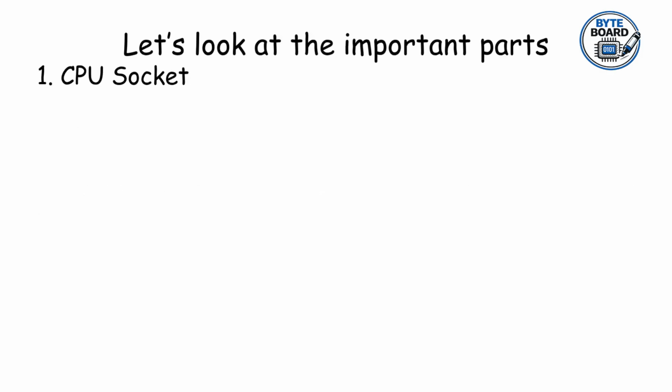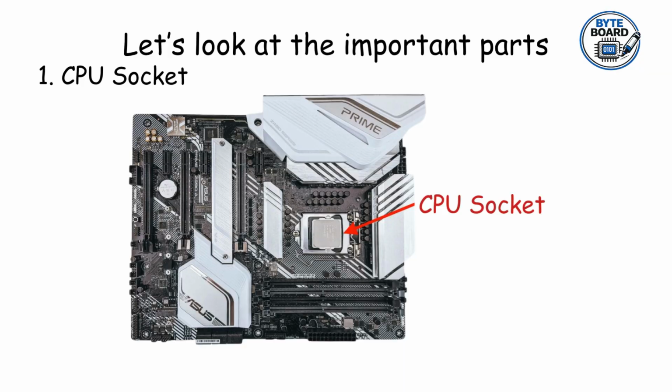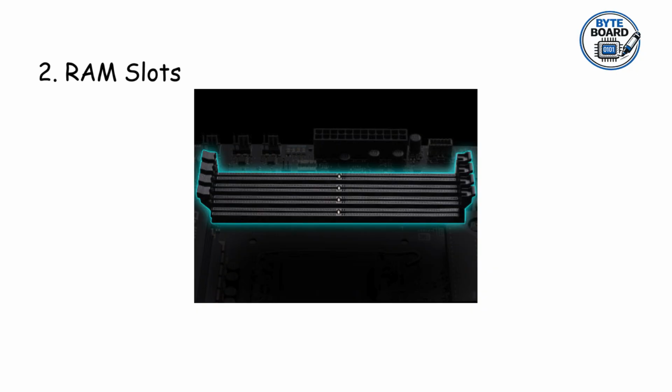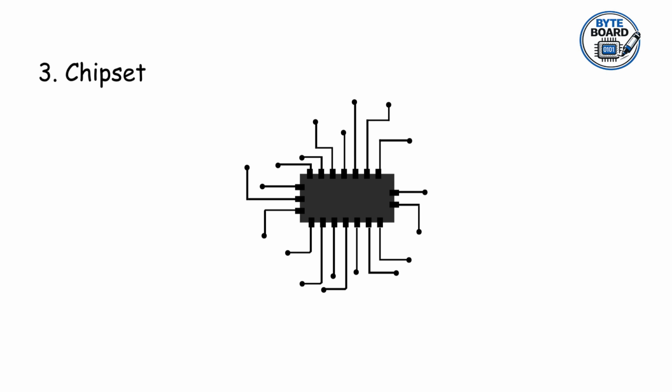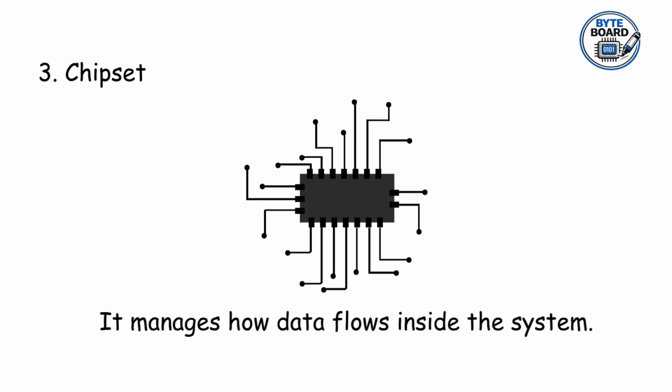Main parts of the motherboard. Let's look at the important parts. 1. CPU socket. This is where the processor is installed. It connects the CPU to the motherboard. 2. RAM slots. These are slots where RAM sticks are installed. More slots equals more memory support. 3. Chipset. This controls communication between components. It manages how data flows inside the system.